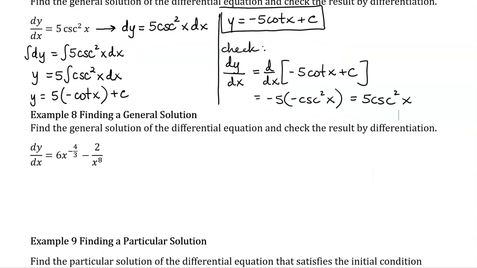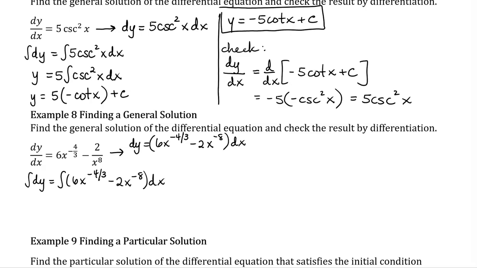We're going to do the exact same thing in example 8. I'm going to start off and just separate my variables. So I would have that dy is equal to 6x to the negative 4/3 minus 2x to the negative 8, and all that will have a dx. So I did two things in one step here. I multiplied both sides by dx to cancel that dx out on the left side, and I also rewrote this term as 2x to the negative 8, because that'll make it a little bit easier for us when we start taking our antiderivatives, which is what we are going to be doing now.